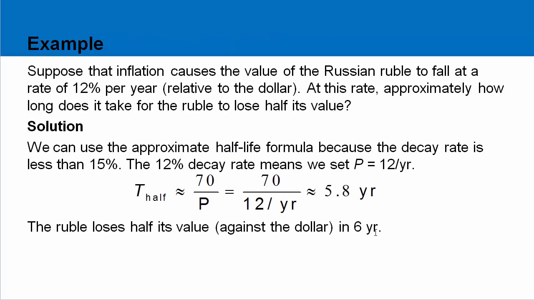Suppose that inflation causes the value of the Russian ruble to fall at a rate of 12% per year. At this rate, approximately how long does it take for the ruble to lose half of its value? Well, 70 over P, 70 over 12, it's going to take 5.8 years, or roughly 6 years if you round up.